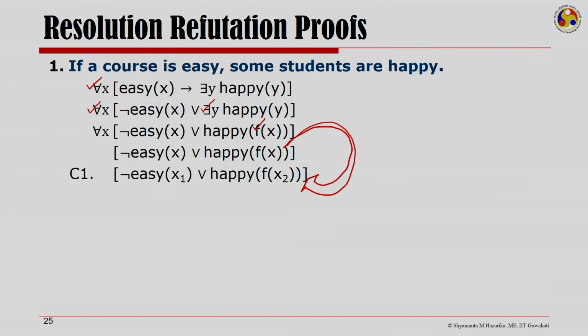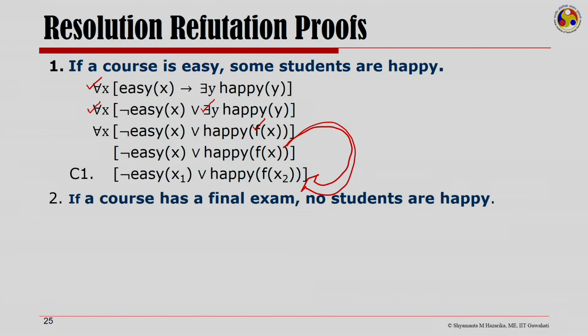Let us now take our second statement. If a course has a final exam, no students are happy. So, this again involves an implication, but when I am saying no students are happy, I am looking for a negation. So, here is the first order predicate calculus statement, which is saying for all x which have a final exam, there does not exist any y such that happy(y) is true. So, no students are happy.